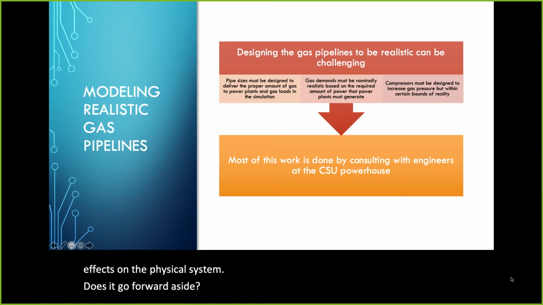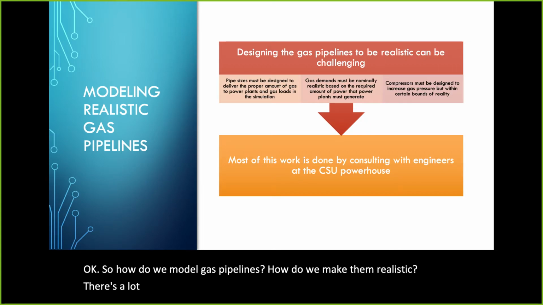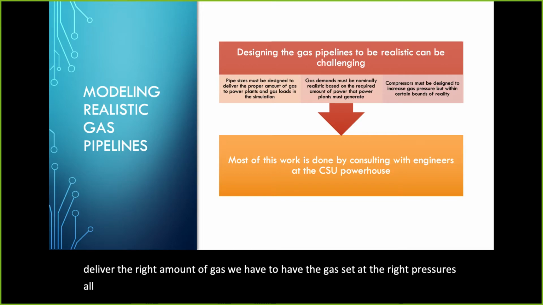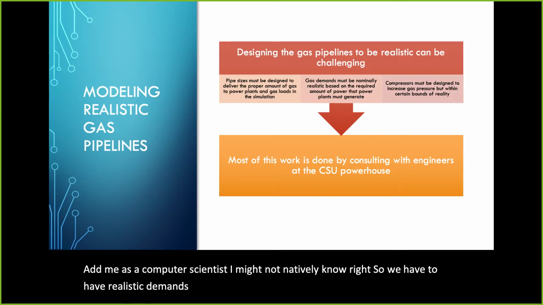Okay, so how do we model gas pipelines? How do we make them realistic? There's a lot of considerations, right? We have to have pipes that are sized to deliver the right amount of gas. We have to have the gas set at the right pressures. All these things that me as a computer scientist, I might not natively know, right? So we have to have realistic demands. We have to have compressor stations that compress with some realistic amount.